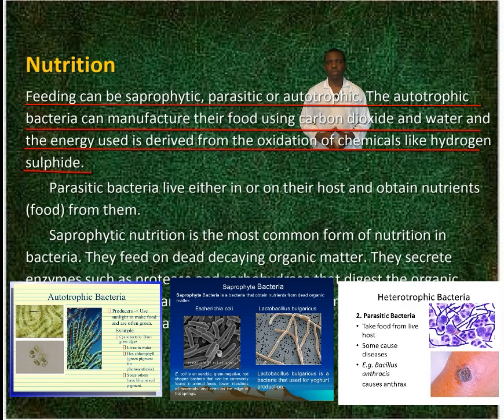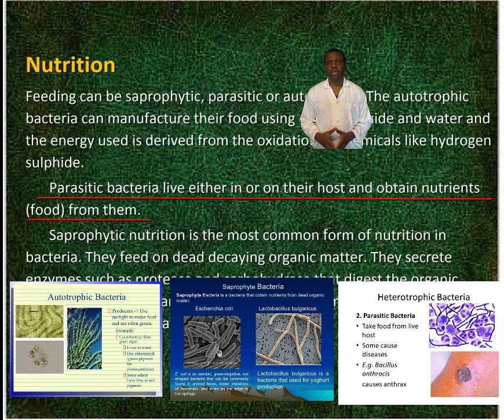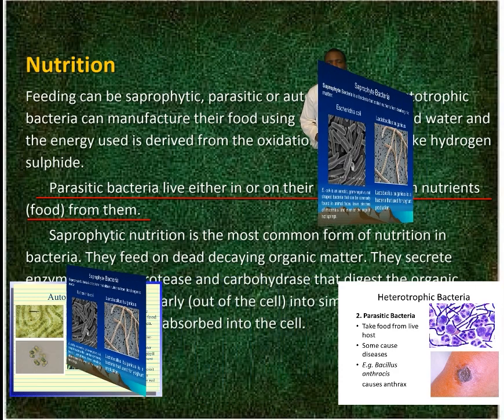Nutrition or feeding. Feeding can be saprophytic, parasitic, or autotrophic. The autotrophic bacteria can manufacture their food using carbon dioxide and water, and the energy used is derived from the oxidation of chemicals like hydrogen sulfide. Parasitic bacteria live either in or on their host and obtain nutrients from them.